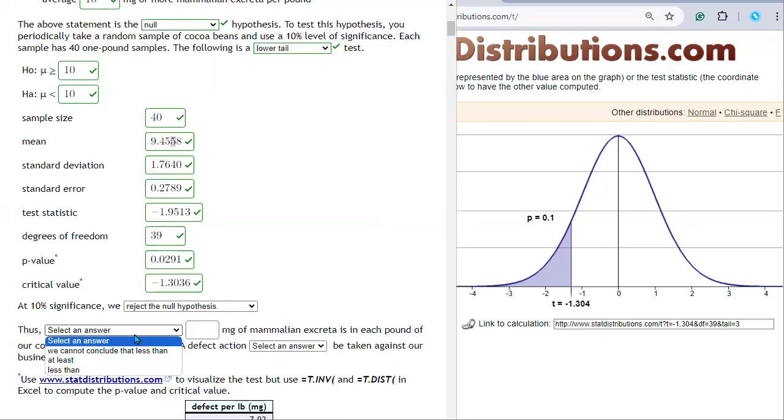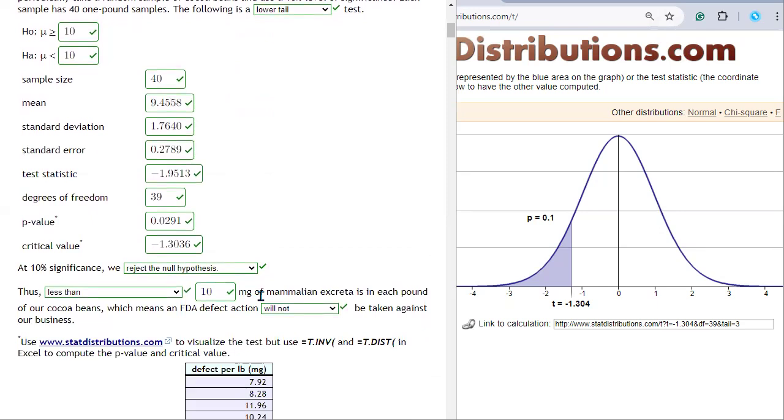So we have evidence in support of the alternative hypothesis, which means less than 10 milligrams of rodent poop is in each pound of our cocoa beans, which means an FDA defect action will not be taken against our business. So we can continue to import our cocoa beans into the United States.